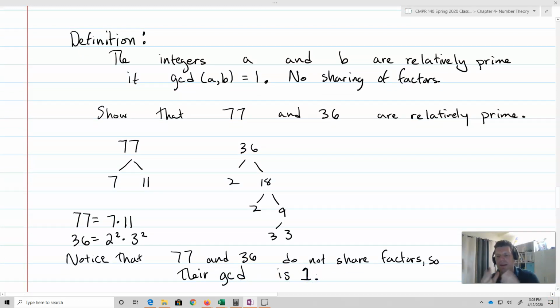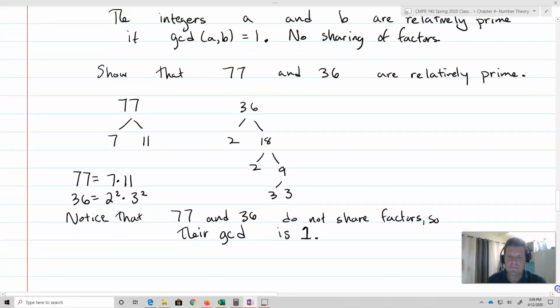And that's probably the most basic way of going about it. Not necessarily the easiest way, but that's the most basic way of showing that two numbers are relatively prime. We just basically construct a prime factorization and show that they share no factors. And since they share no factors, that's what makes them relatively prime.